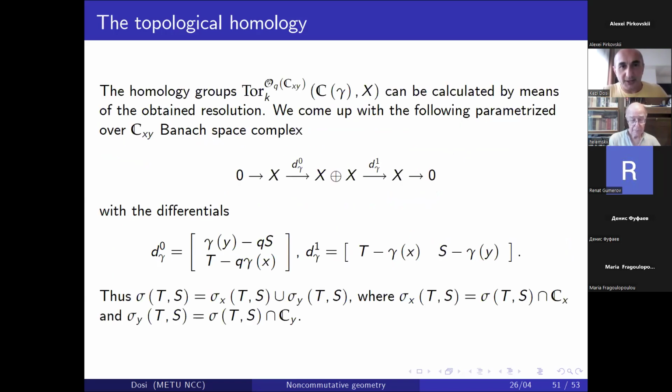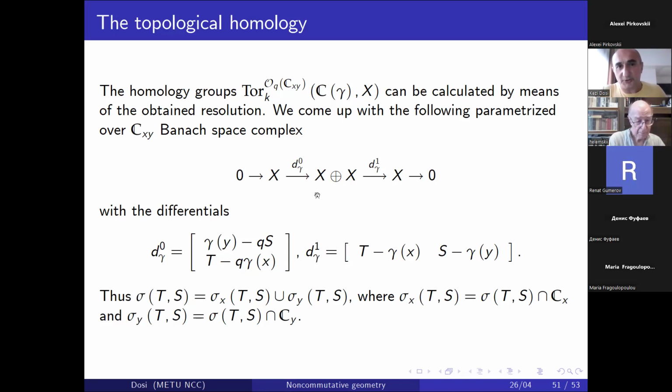Well, you can calculate now homology groups using our resolution, right? So if you apply this functor, we'll end up with an interesting complex. Look, it's a Banach space complex, parameterized, with the differentials. Gamma application to y is a scalar, gamma to x, and the same is here. It's in the matrix shape. This is an embedding here, and this is a mapping into x from the sum.